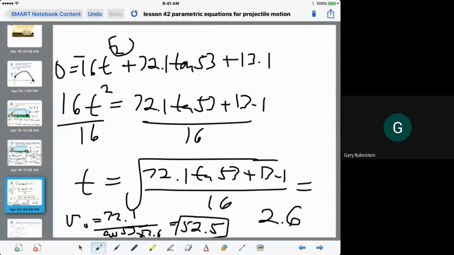Oh, I see some people say 45.9. Anyone get with me 52.5? 45.9, yeah. Let me check. Let me look at one thing here. 2.6. Yes, 45.9 is better. Okay, 45.9.